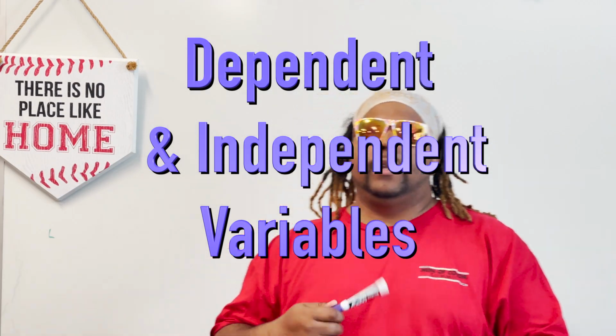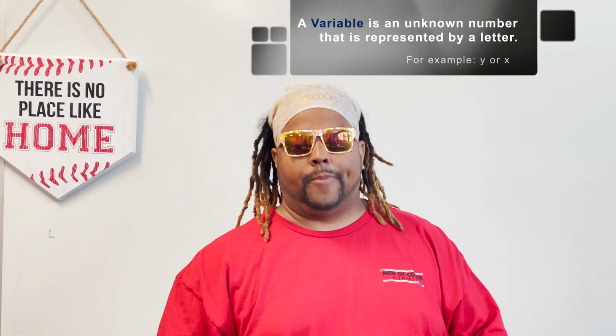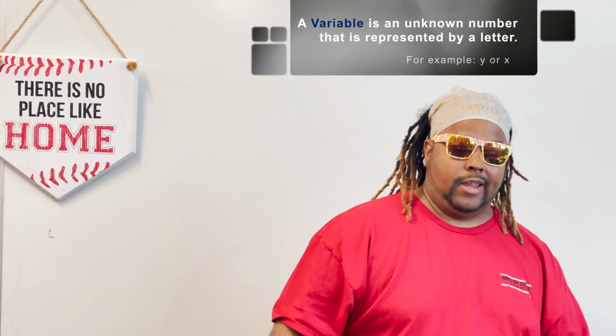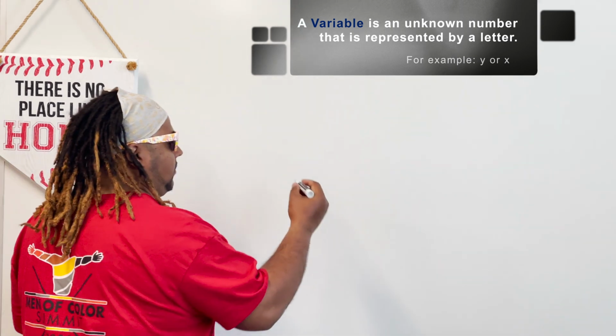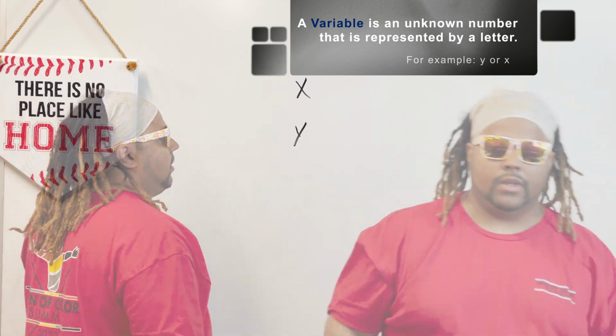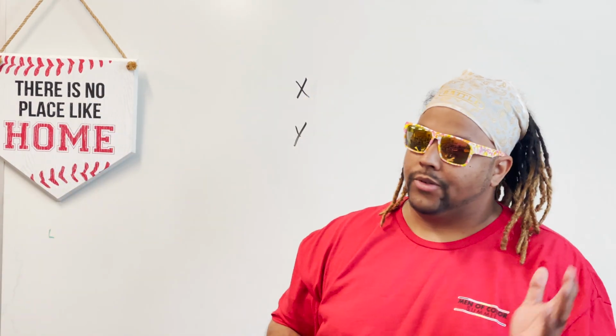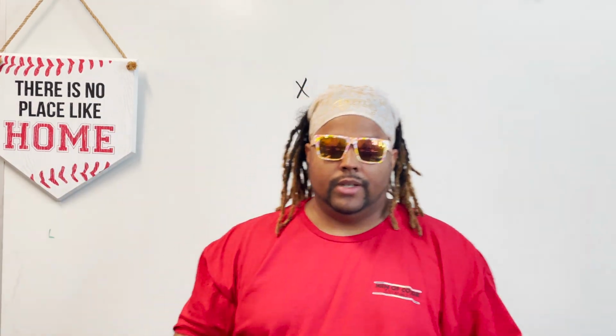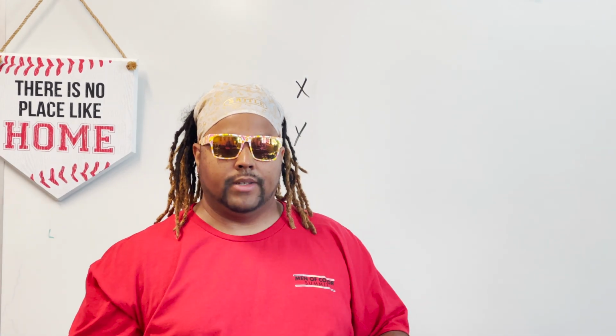Alright, so let's talk about independent and dependent variables. Now, in order to do that, you need to understand what a variable is. And all a variable is, it's a letter that represents an unknown number. Now, you may have already seen these in the form of X and Y, but it can be any letter of the alphabet, A through Z, doesn't matter. The only thing that you need to understand is that a variable just represents an unknown number that we don't know yet.